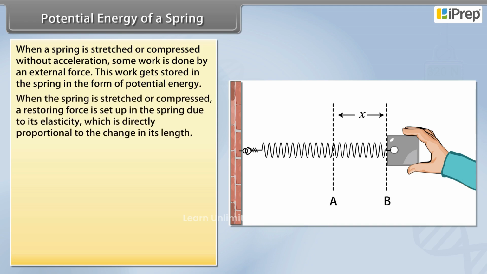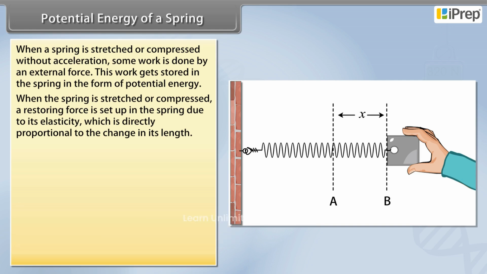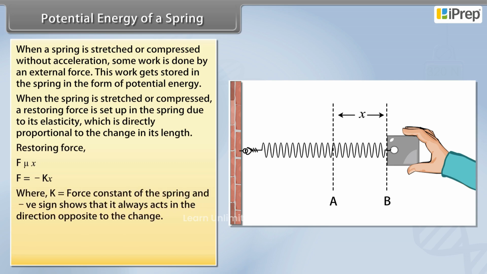When the spring is stretched or compressed, a restoring force is set up in the spring due to its elasticity, which is directly proportional to the change in its length. Restoring force is given by F is directly proportional to x. F is equal to minus Kx, where K is equal to the force constant of the spring, and the negative sign shows that it always acts in the direction opposite to the change.